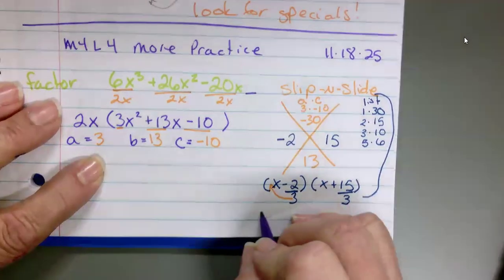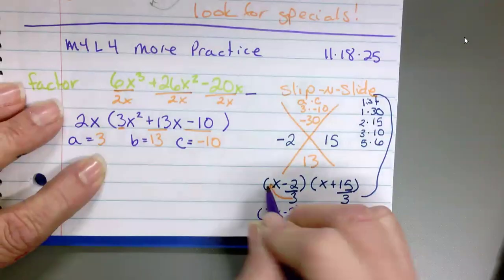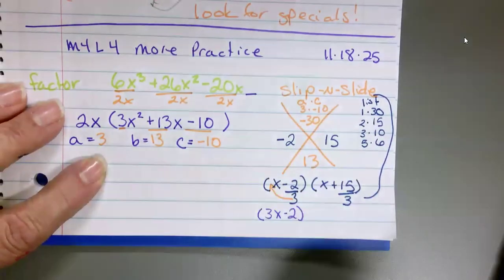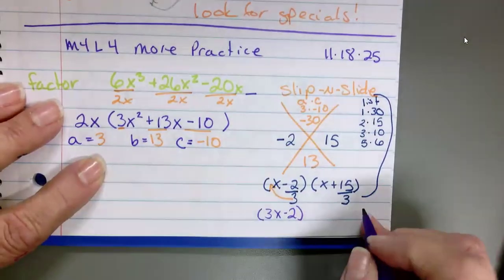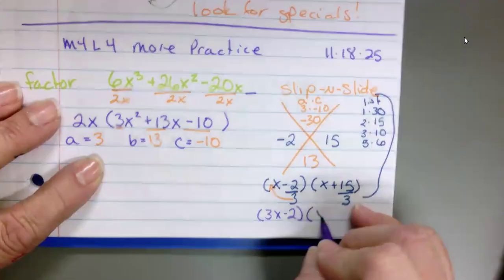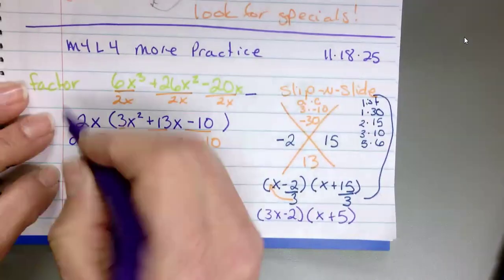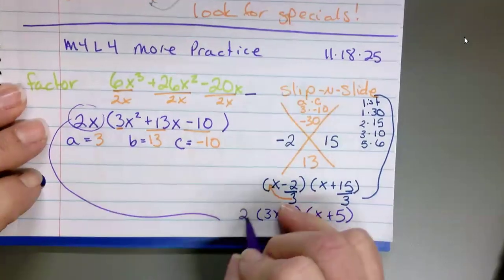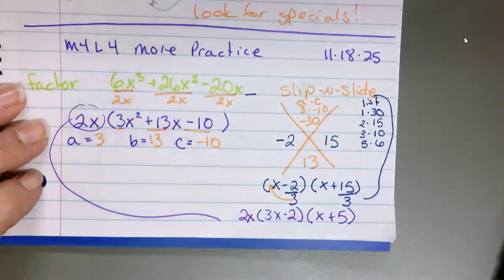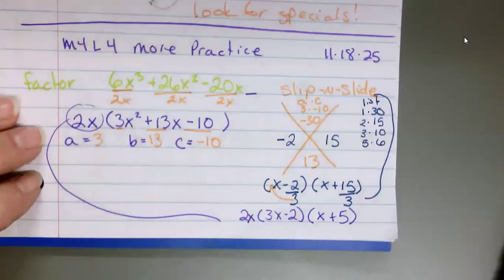So we get 3x minus 2. It slides in next to the exponent, next to the variable. Now 15 divided by 3 divides nicely. That'll give us 5. So this binomial will be x plus 5. Then you just have to remember this 2x that we took out way back in the beginning. And that's your answer. Nice job.